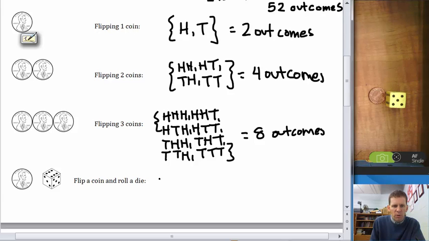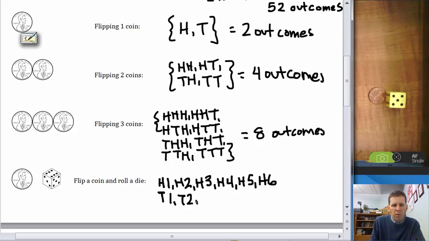If you start with heads first, you could go heads with a 1, heads with a 2, all the way up to heads with a 6. And then similarly, if you flip a tail first, you could roll a die with a 1, 2, 3, 4, 5, or 6 in it. Now, one question you might ask is, well, could you flip them around? Could you say 1H and 2H? Would that be something different?